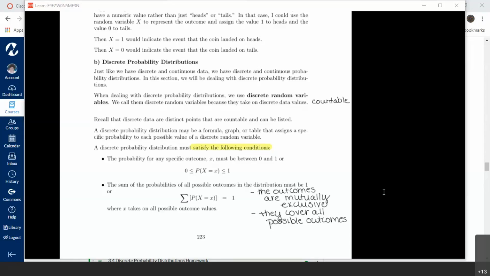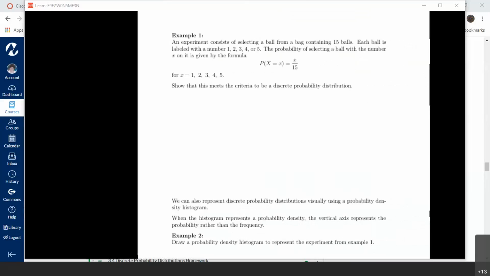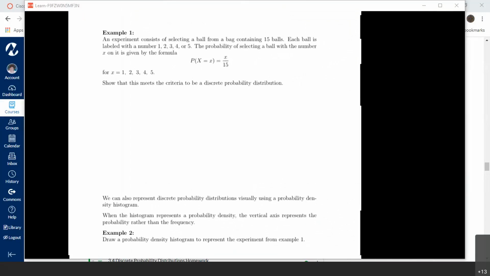Okay? So let me stop and ask here. Anybody have questions about the criteria for a probability distribution? These 2 conditions. Are we good? Okay, I'm not seeing any questions in the chat. Okay, so let's take a look at some examples.